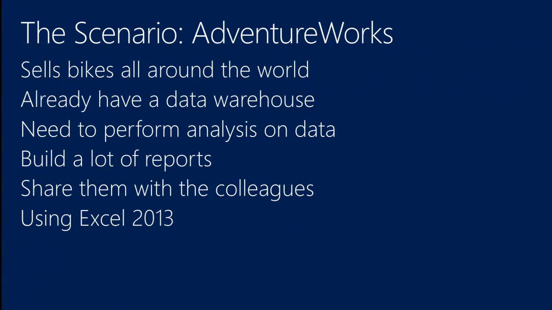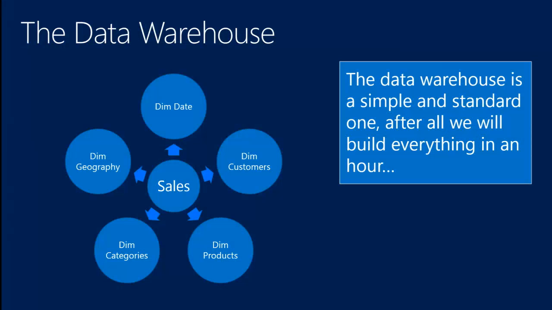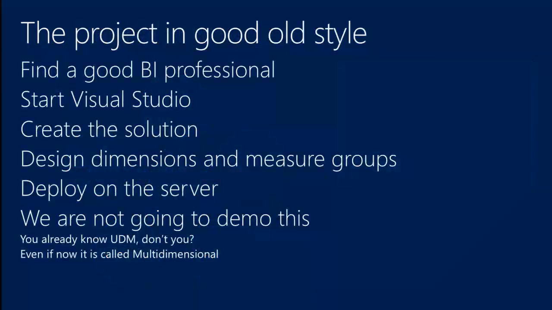A classical solution they can build, we still have one slide here. They have the data warehouse containing date, customer, geography, categories, product, and sales. That's a very classical star schema, as Kimball taught. And these are the tables we are going to use.